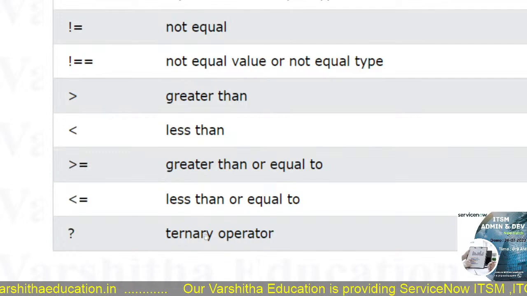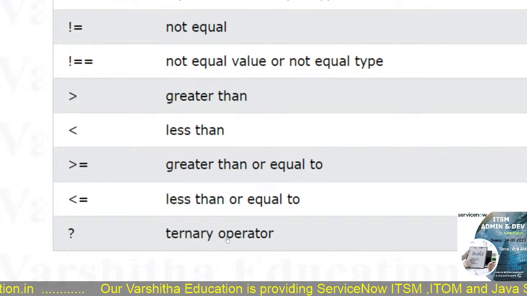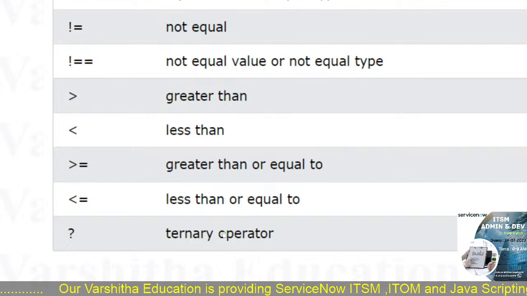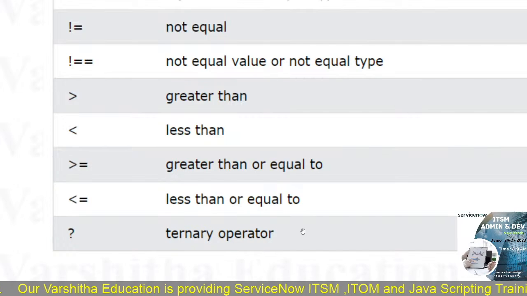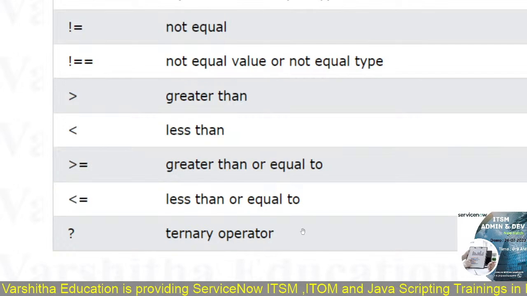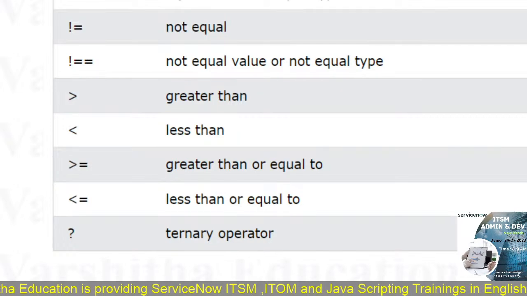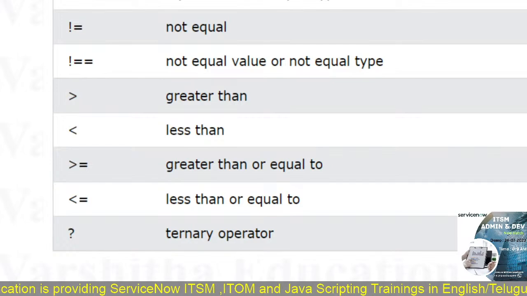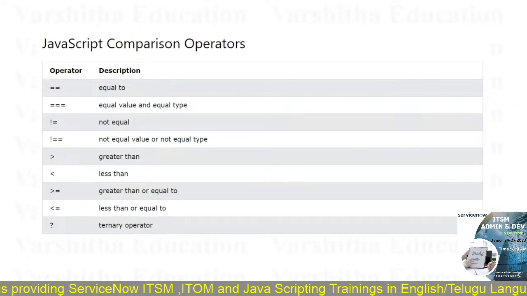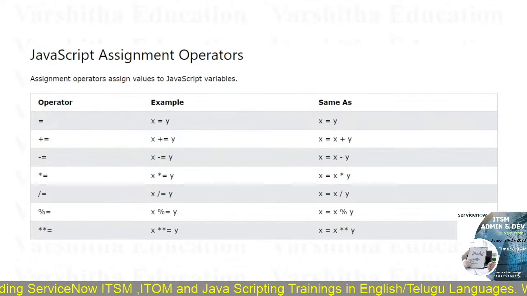So then the ternary operator is also there. That is, a question mark is a ternary operator. Most probably we are not using this ternary operator in ServiceNow, so just for knowledge purposes, you can keep in your mind that a ternary operator is a question mark. Then we'll go with the examples also.